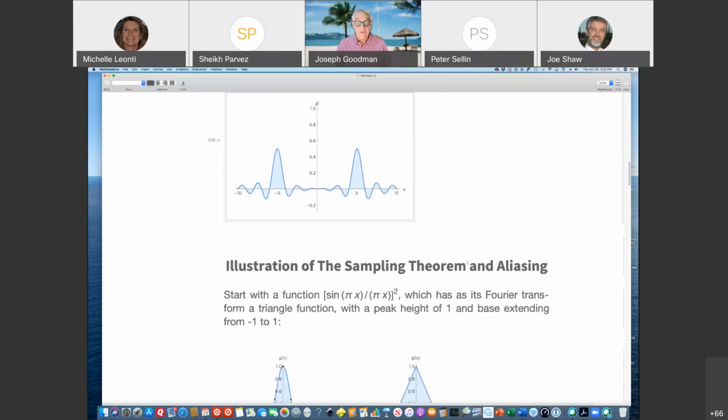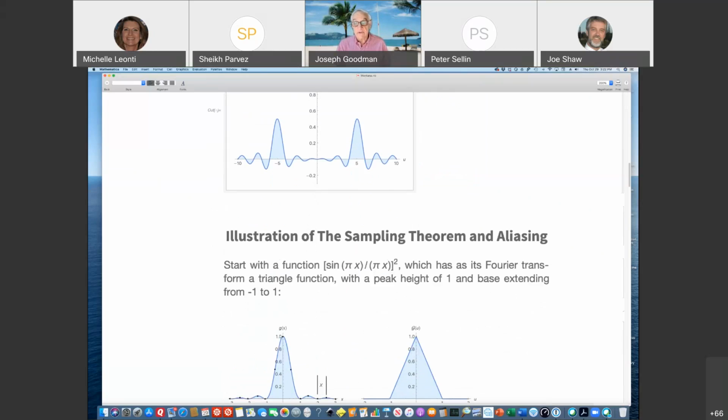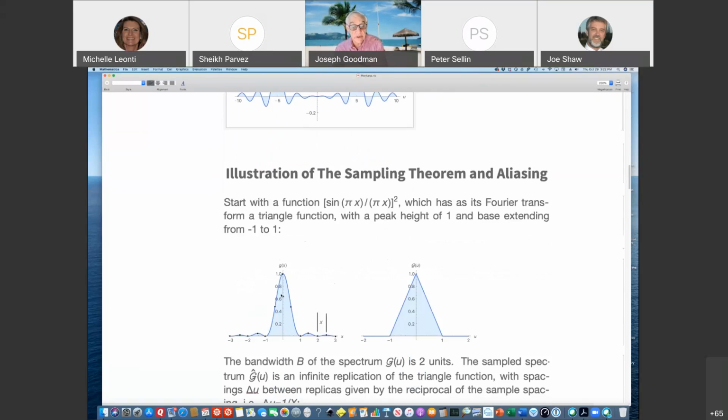One more illustration from the Fourier transform area. I'd like to illustrate the sampling theorem and aliasing. So we're going to start now with a function of x, that is time or possibly space, which is the square of a sinc function. Here's that function down here. You can see the square sinc function.